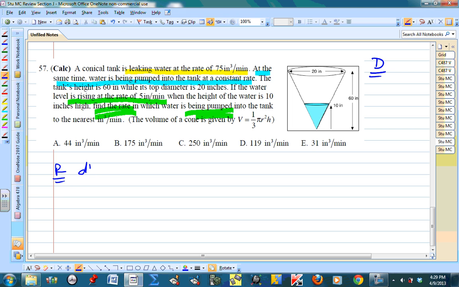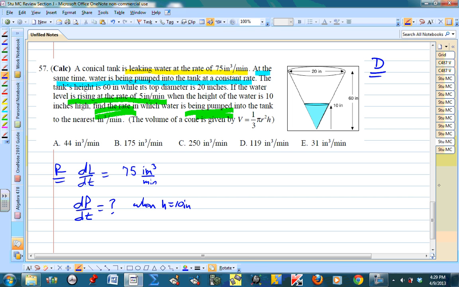Let's say dL/dt represents the rate at which water is leaking. 75 inches cubed per minute. Well, if we're saying that it's leaking, water is leaking at 75 cubic inches per minute. Let's say dP/dt represents the rate at which water is being pumped into the tank. You want to know dP/dt when h is 10 inches.